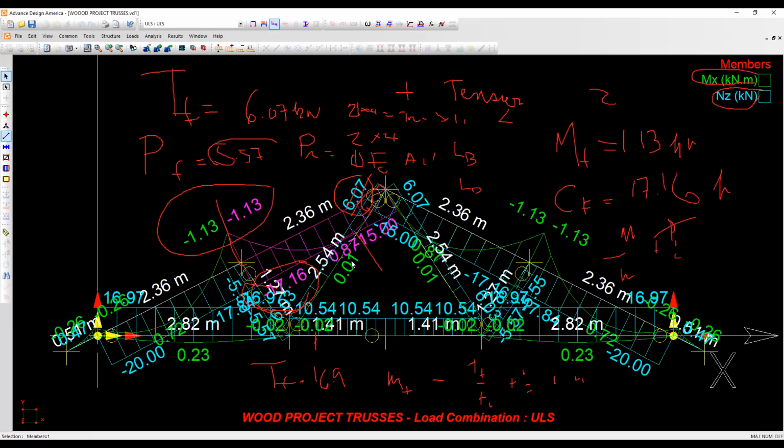In other words, where do they get the TF values? Where do they get the CF values? This is the analysis. This is where it all comes from.